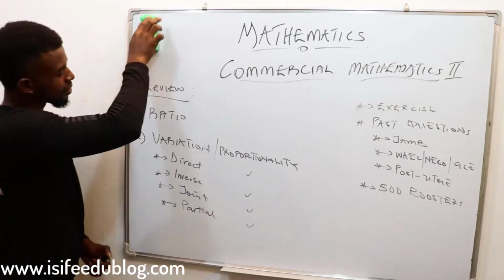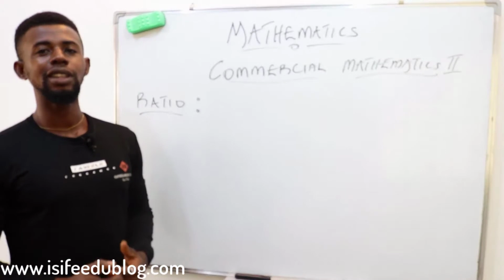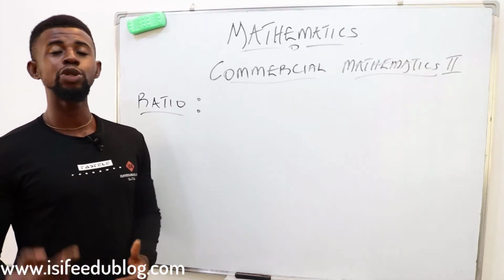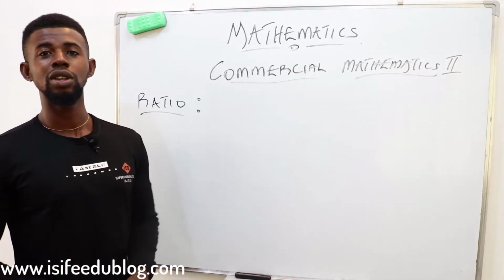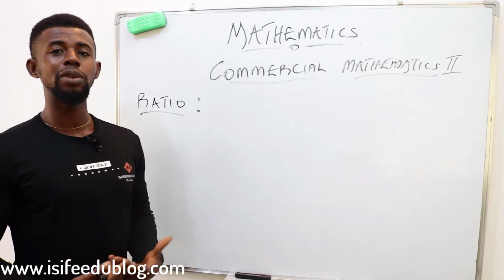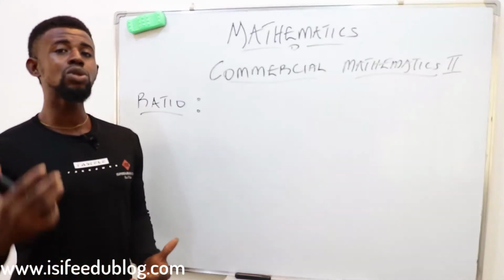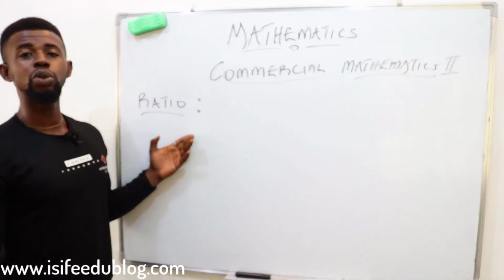So let's start. So, ratio. What is ratio? Ratio can be defined as that mathematical expression that indicates the relationship in size between two or more commodities or quantities. So what does that mean invariably? It means that if you want to show the relationship between two or more items or quantities in size, then we do it using ratio.